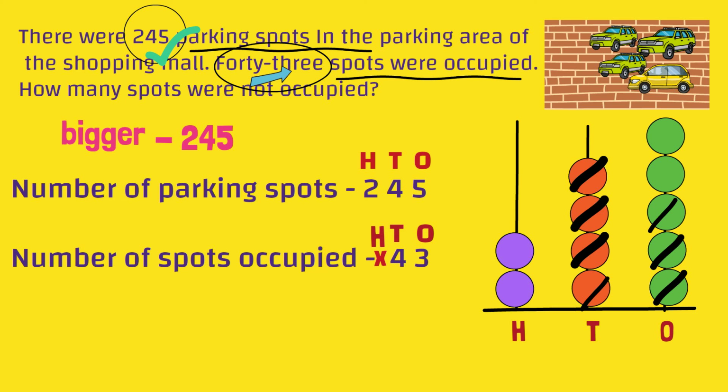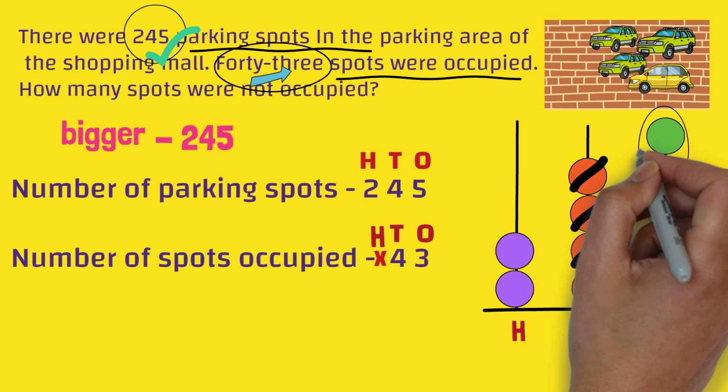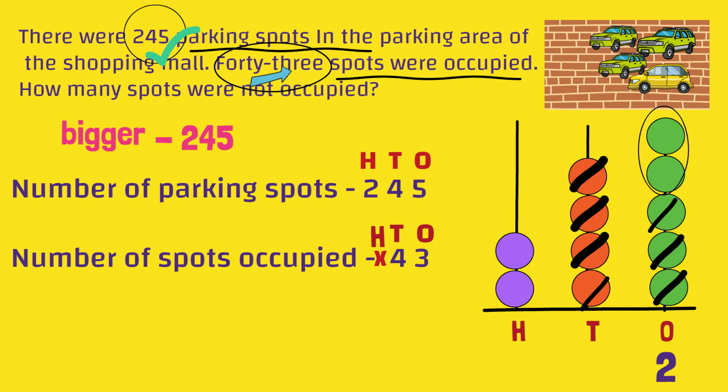How many bits are left on ones spike? 2. So write 2. How many bits are left on tens spike? No bits are left. So write 0. And we didn't remove any bits from hundreds spike. So write number 2 for 2 bits.